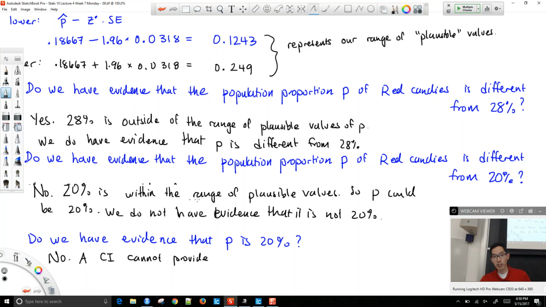So that's what we're saying here. Do we have evidence that P is 20%? No. A confidence interval cannot provide evidence that P is a particular value. Okay, we'll end there.